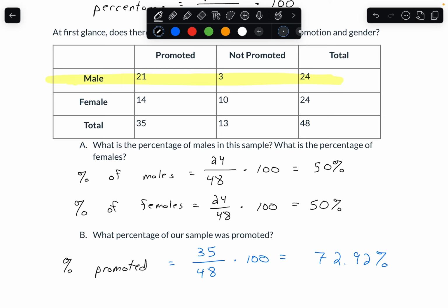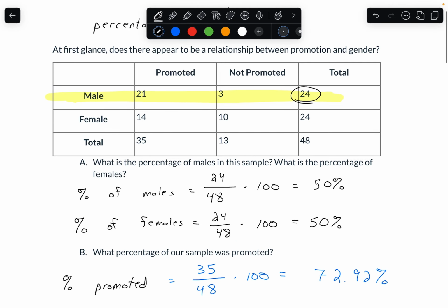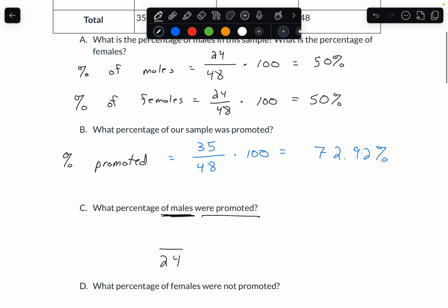So I would say, first of all, how many total males did we have? We had 24. It's different than 48. So we had 24 total males. Out of the 24 total males, how many were promoted? I can scroll back up and say, well, out of those 24 individuals, 21 of them were promoted. So 21 out of 24 times 100.